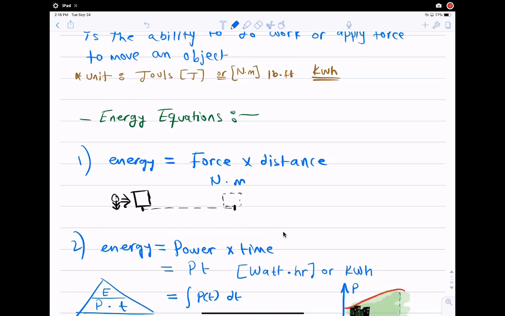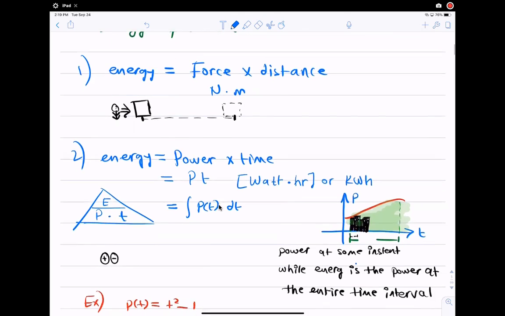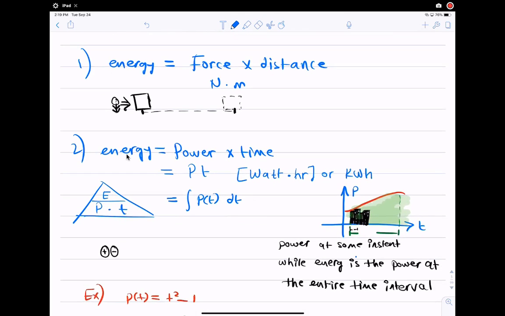Now if we think about this guy, he wants to move this object from point A to point B. If this guy is strong, that means his force is high. If we multiply this force by the distance, then this is energy. If you want a feeling of it, it means how much work he has to put in so he could do this mission.